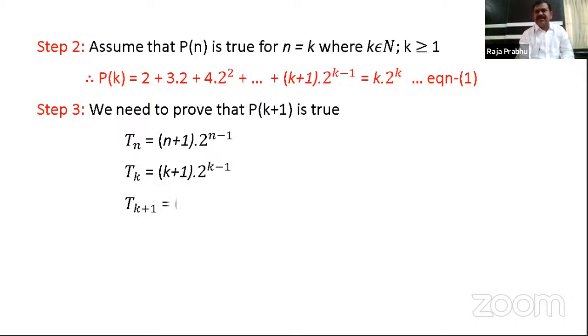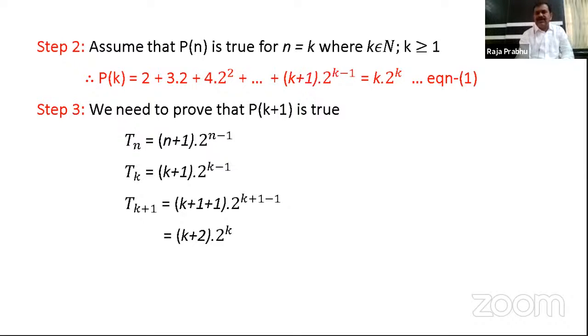Tk plus 1 is equal to, in the place of k there is k plus 1 plus 1, into 2 to the power k plus 1 minus 1. Here in this step, k plus 1 is substituted, and just simplify that. What is that? Tk plus 1 will be equal to k plus 1 plus 1, which is k plus 2, and 2 to the power of k plus 1 minus 1 gets cancelled, becoming 2 to the power of k. Now that is the k plus 1th term.